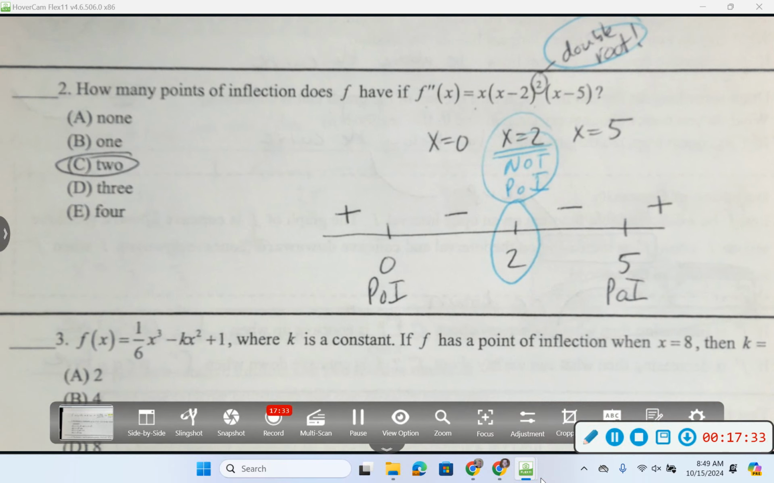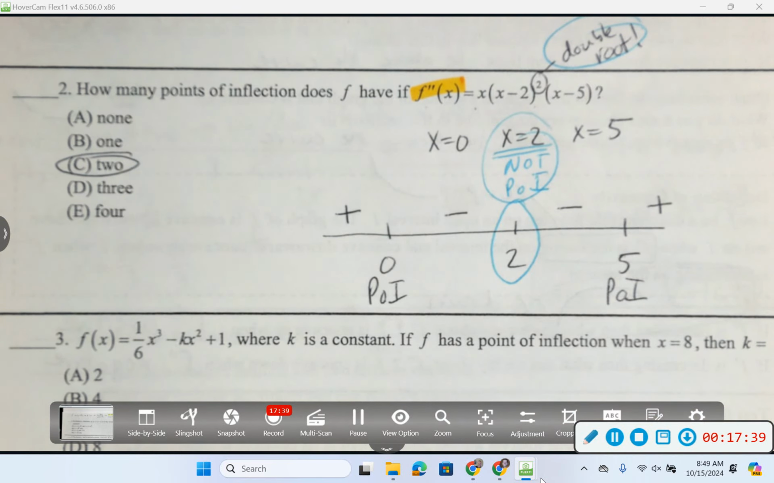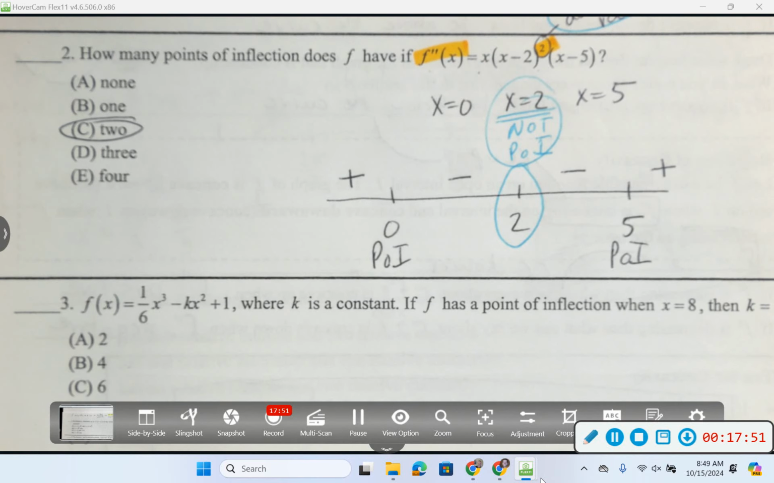So it's kind of an easy problem if you're paying attention and you realize, oh, they gave me the second derivative, so I don't need to do any derivatives. And there's a double root going on, so that would not result in a point of inflection. So that's an easy question, but like an easy, tricky question.